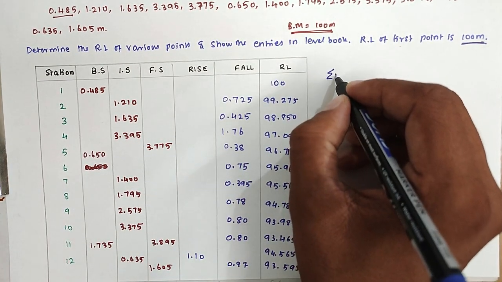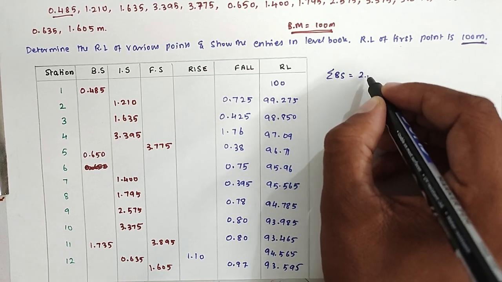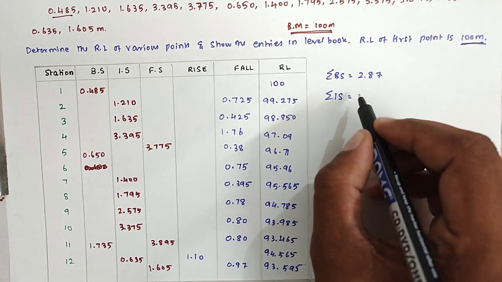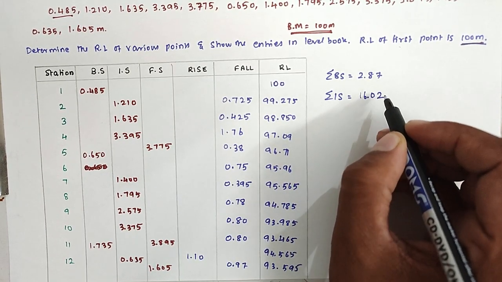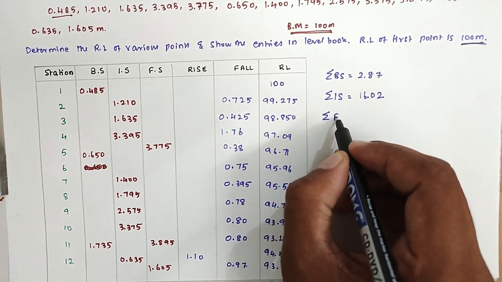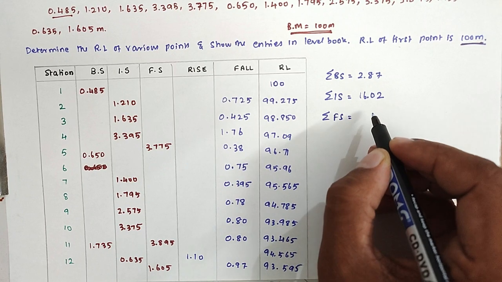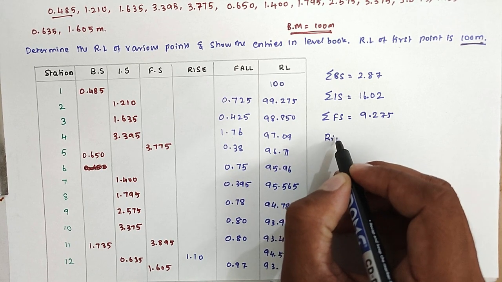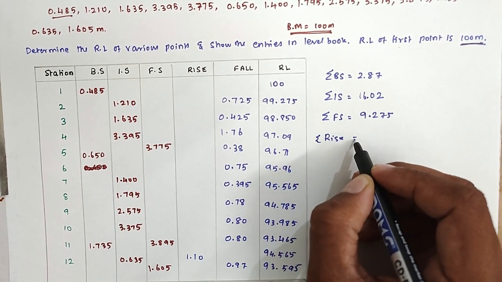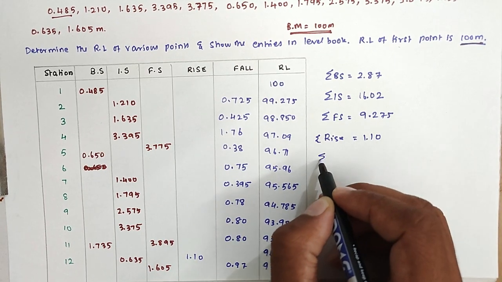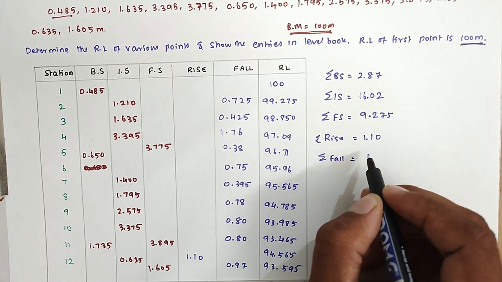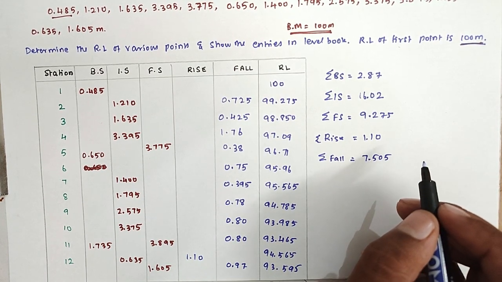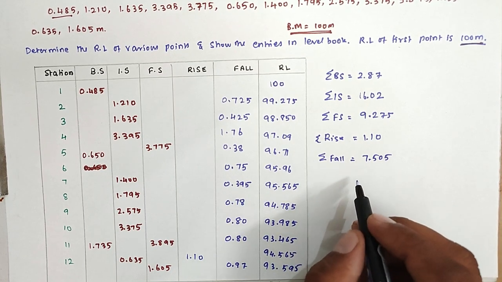Now the summation of BS equals 2.87. Then the summation of IS will be 16.02. Then the summation of FS equals 9.275. Then the summation of RISE equals 1.10. Then the summation of FALL equals 7.505. Now we are going to do the arithmetic check.